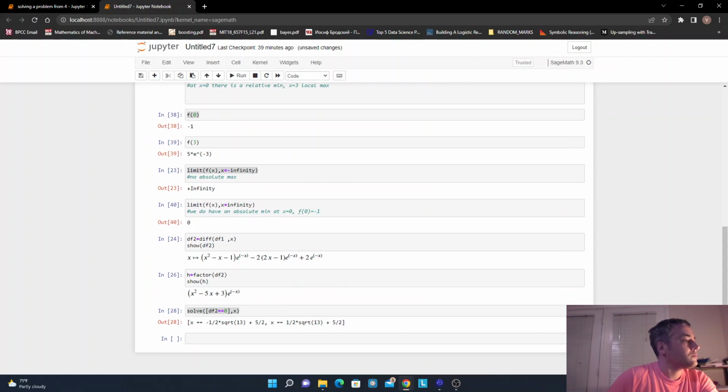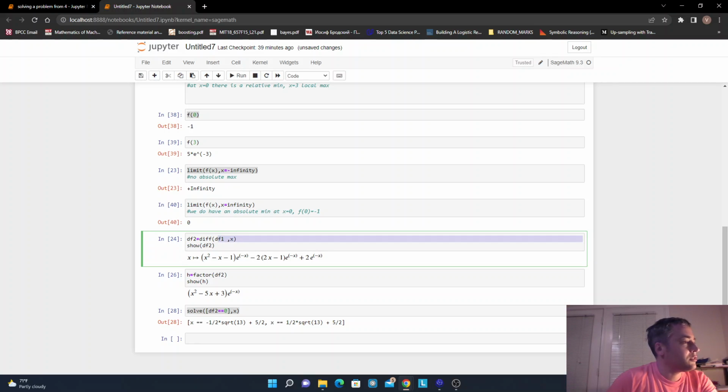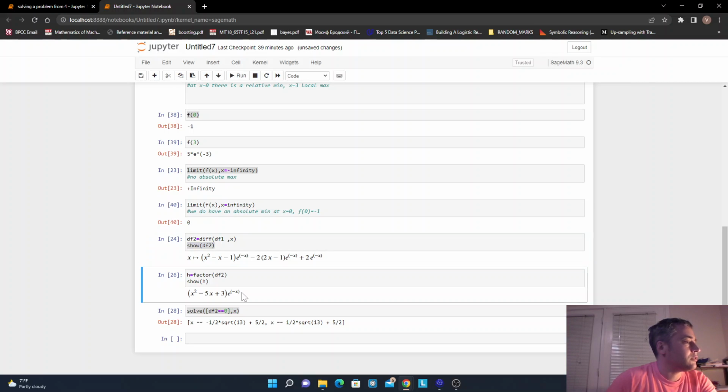Okay. So going on to inflection points. Inflection points and concavity are about the second derivative. I can take the derivative of the first derivative, or call diff with 2 in the end. That would deliver the second derivative as well. And it is not very readable as is. We would want to factor it. So here we go. We factored it, and we have a quadratic times e to the power minus x.